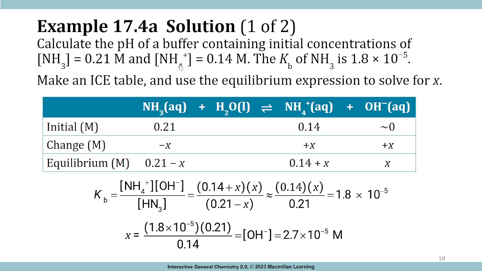All right, so we go ahead and put our initial values in here. We're large enough numbers that we can go ahead and assume OH minus is 0. This is again going to be the 0.21 minus x, 0.14 plus x, and then we're going to get x for the OH minus. We write out our Kb expression. This is going to get substituted in with our equilibrium numbers here. And so we get 0.14 plus x times x on the top. On the bottom, we get 0.21 minus x.